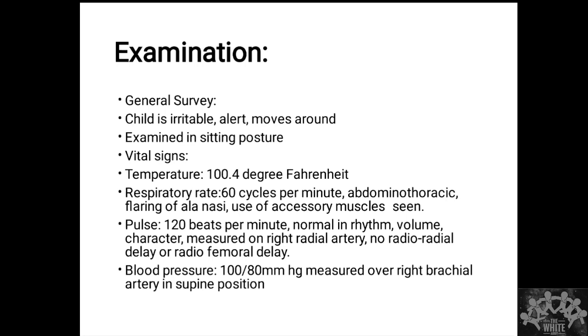Next examination. General survey: child is irritable, alert, moves around, examined in a sitting position. Vital signs: temperature is 100.4 degrees Fahrenheit, respiratory rate 60 cycles per minute, abdominothoracic, there is flaring of the ala nasi, use of accessory muscles seen. Pulse rate 120 beats per minute, normal rhythm, volume, character, measured on right radial artery, no radio-radial delay or radiofemoral delay. Blood pressure 100 by 80 mmHg measured over right brachial artery in supine position.